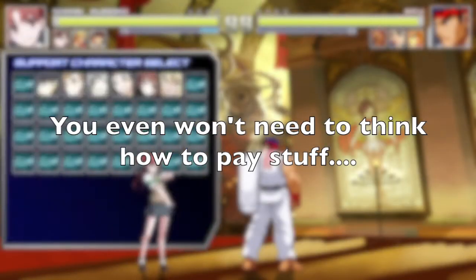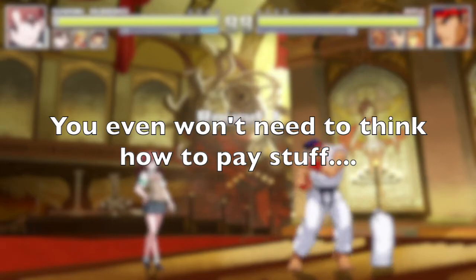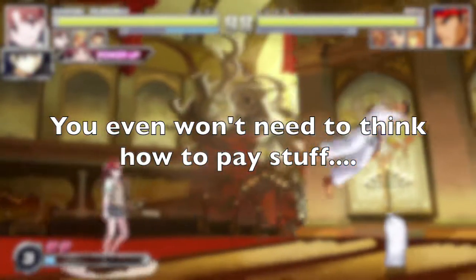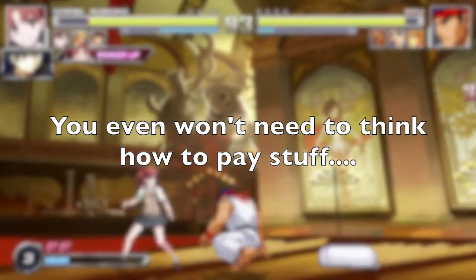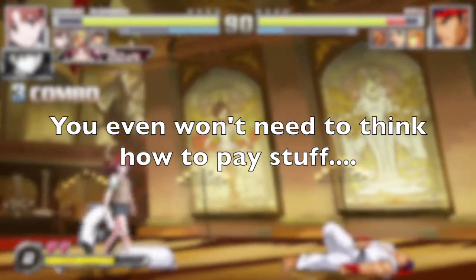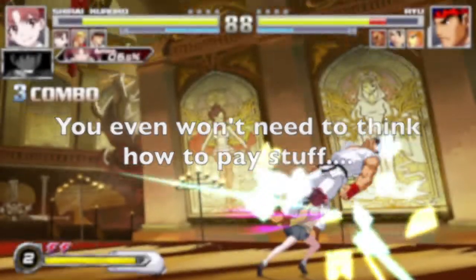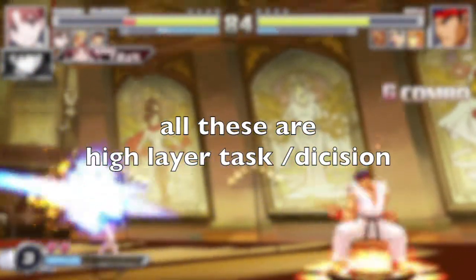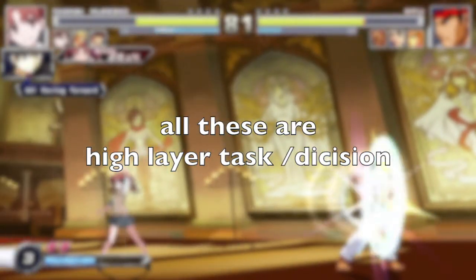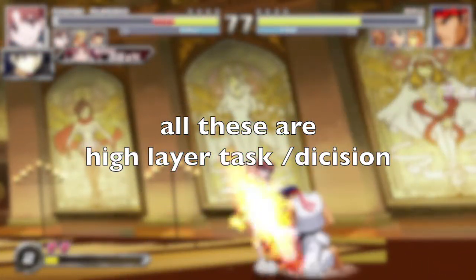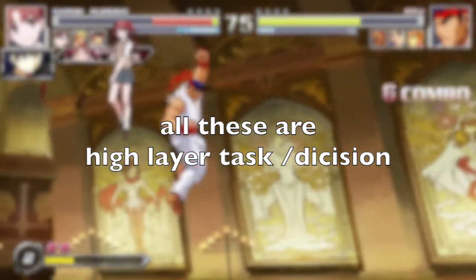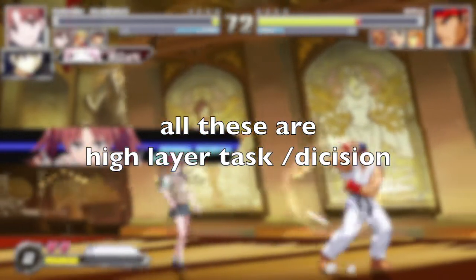You don't even need to think about how you pay, because you always grab your wallet when you go out. It's part of your usual practice now. All these suggestions above are, from a tech perspective, higher level or application level tasks or decisions. And the rest will work automatically. And finally, you will have a high chance of getting your apple.